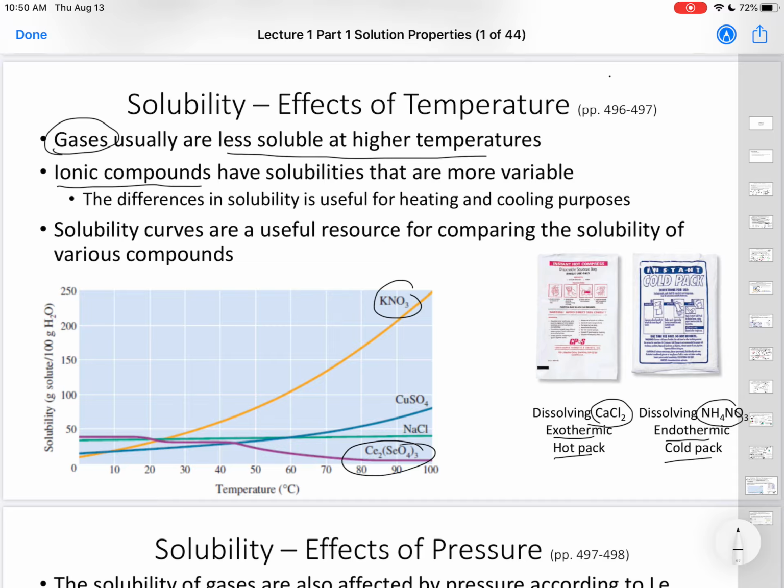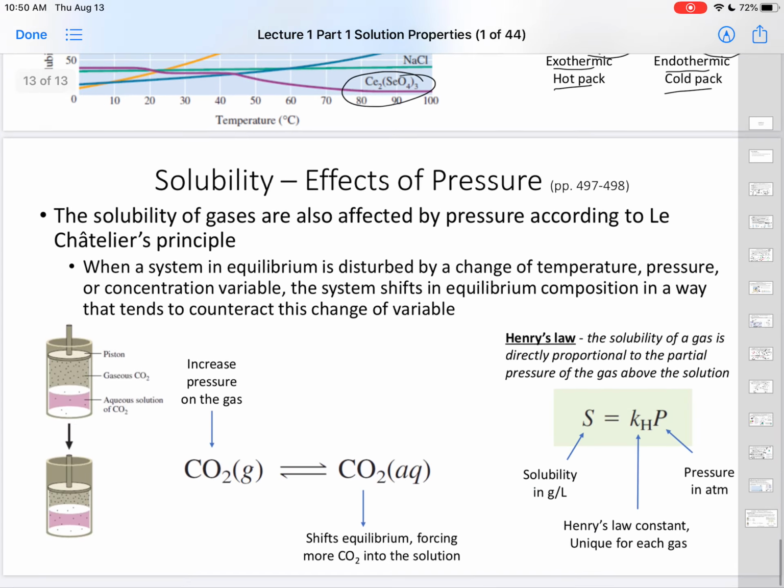So what you have in a cold pack is some salt and water surrounding it. They're usually separated, and when you crack it and break it apart and pound on it, it will dissolve the salt into the water. It will be a cold pack if it's an endothermic process, and a hot pack if it's an exothermic process. It's actually quite fun to play with.